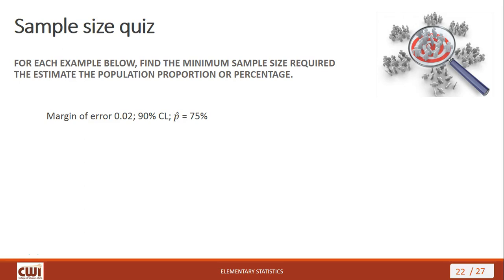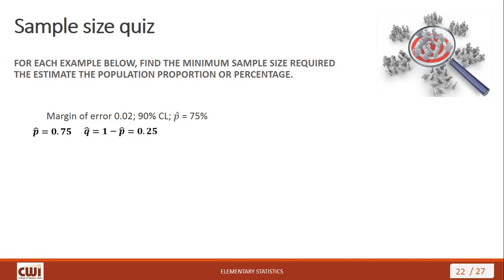Let's take a quiz and see if we can remember what we just learned about sample size. For each example below, find the minimum sample size required to estimate the population proportion or percentage. With a margin of error of 0.02, 90% confidence level, and p hat of 0.75, they give us p hat right off the bat. That's our point estimate, 0.75.